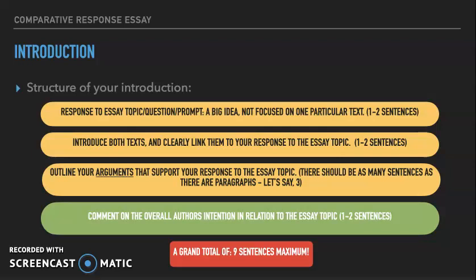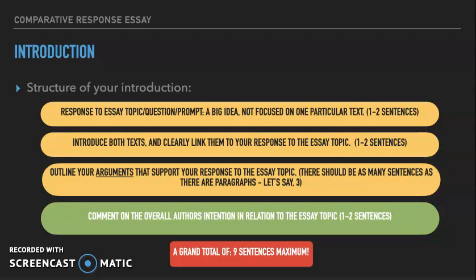Outline your arguments that support your response to the essay topic. Now, this is something you know. Remember, in your introduction for 1984, I said state your contention, so your response to the essay topic, outline your arguments, bam, done. That's your introduction. This is a little bit different. It goes for a little bit longer. So you outline your arguments that support your response to the essay topic. There should be as many sentences as there are paragraphs, let's say 3.